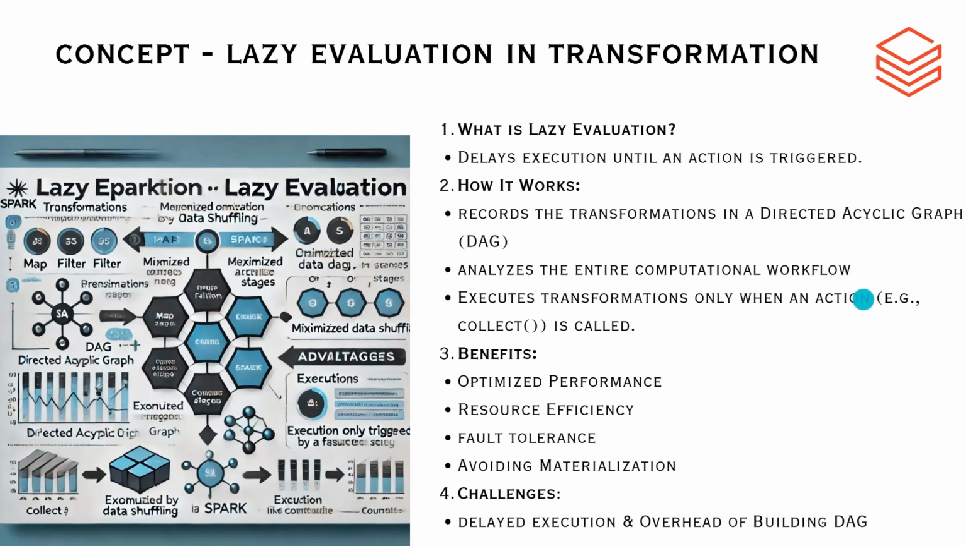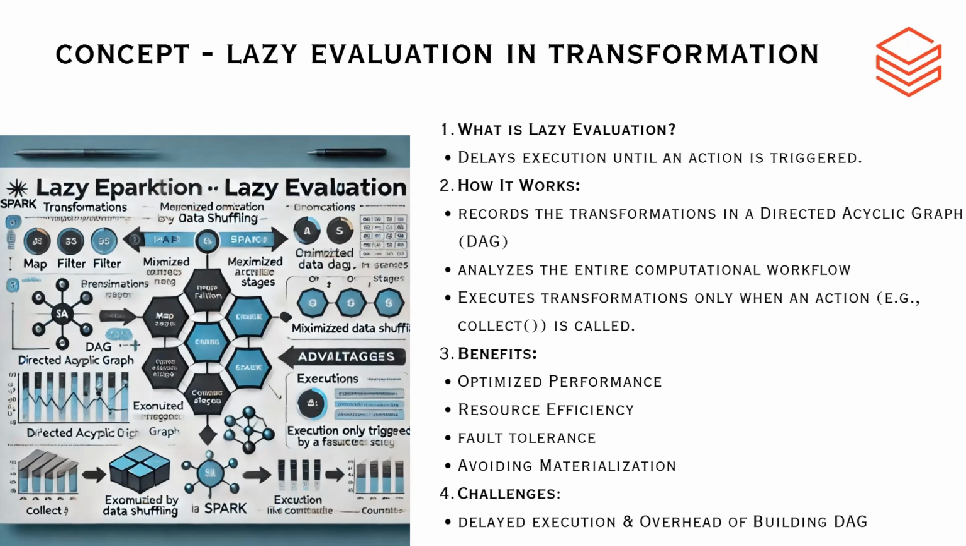Then the next one is action triggers execution. That means the actual execution of transformations happens only when an action is triggered. Actions like collect, count, or save, and so on cause Spark to evaluate the DAG and begin the processing of the data. Until then, Spark only builds the DAG without performing any actual computation.